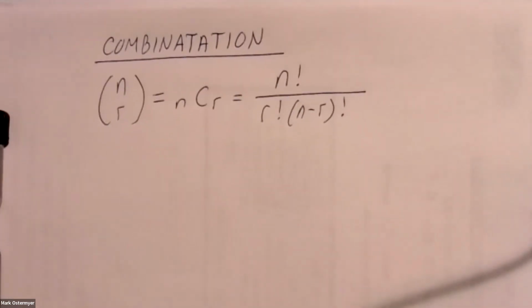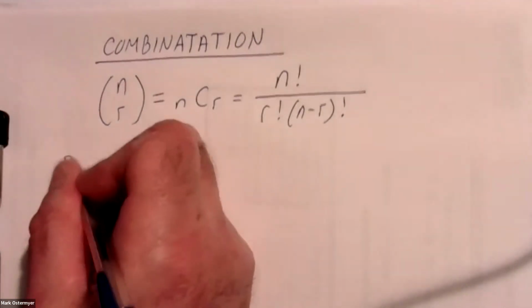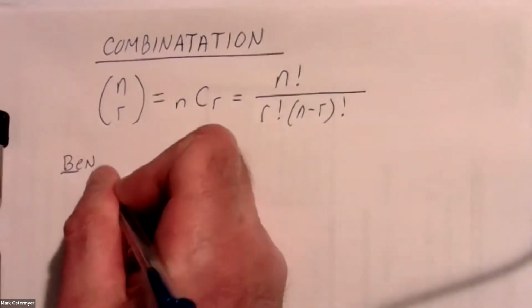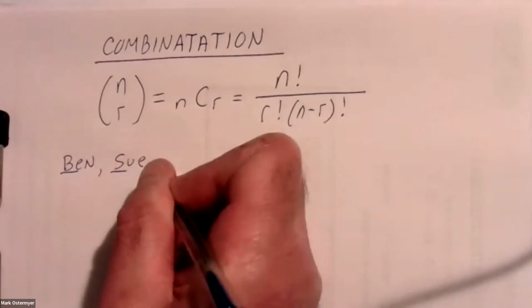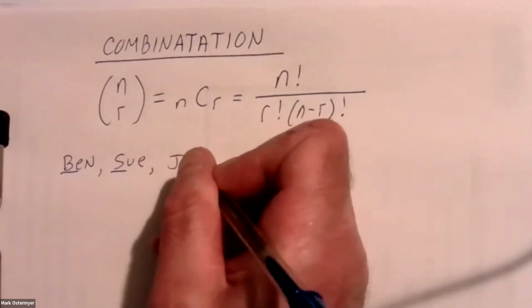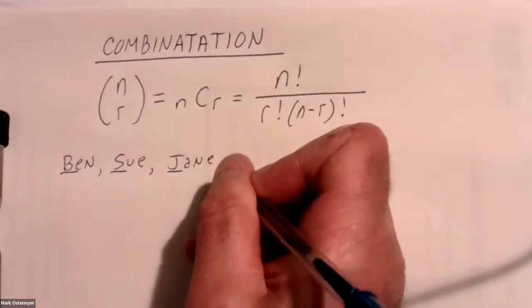Let me show you what this combination is really all about now, as far as applying it to actual worldly situations. Suppose, ladies and gentlemen, we have 4 people. We have Ben, Sue, Jane, and Troy.